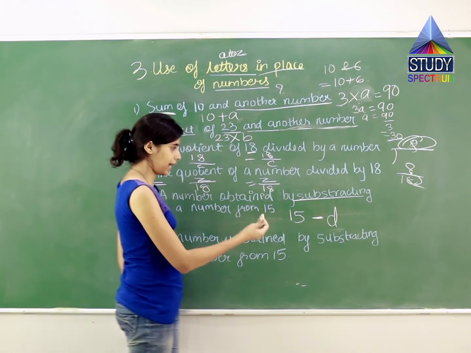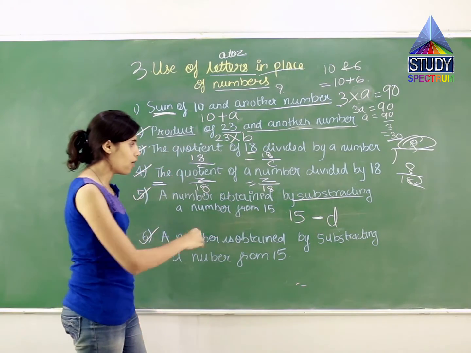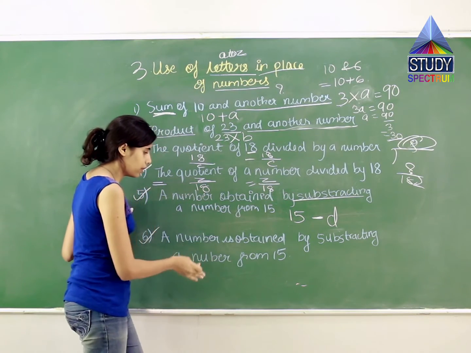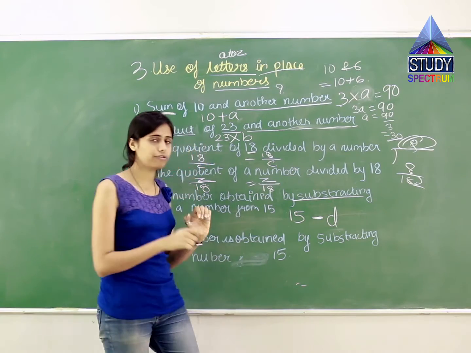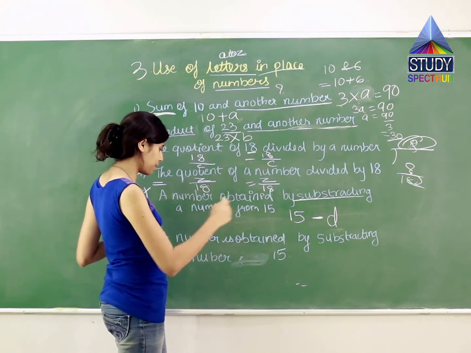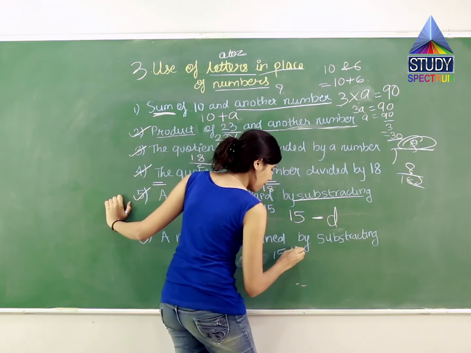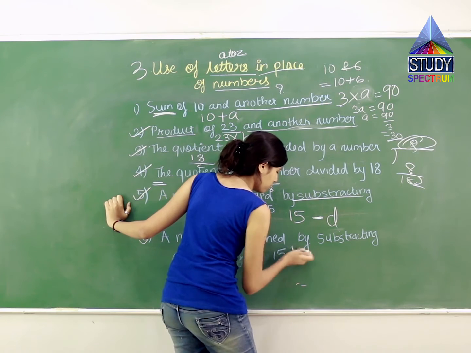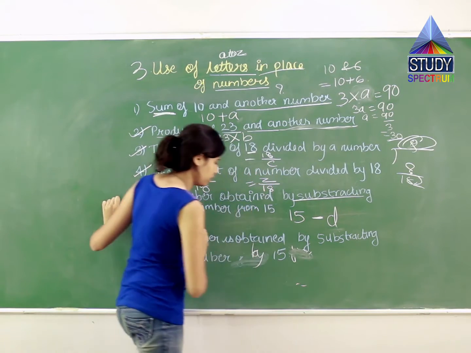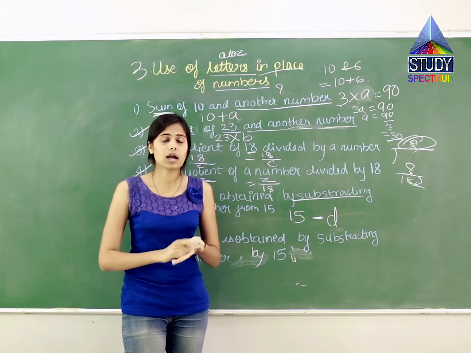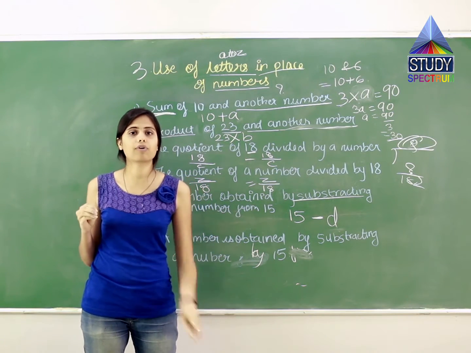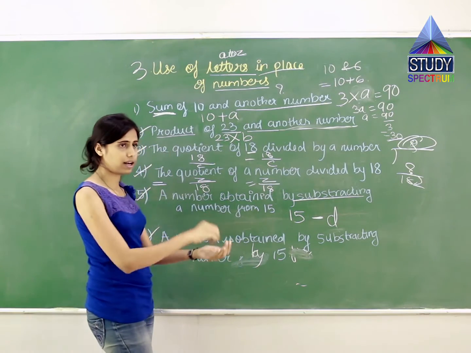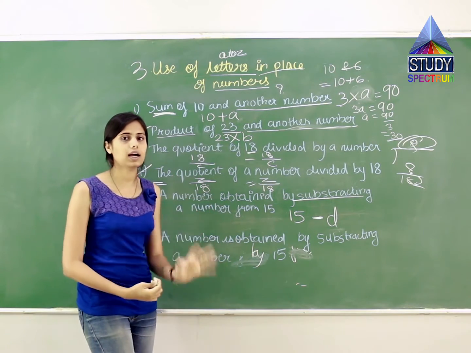A number is obtained by subtracting a number from 15. Means 15. Look over here. From 15 means what? A number is obtained by subtracting a number from 15. A number is there, and when 15 is subtracted from it, we get another answer.